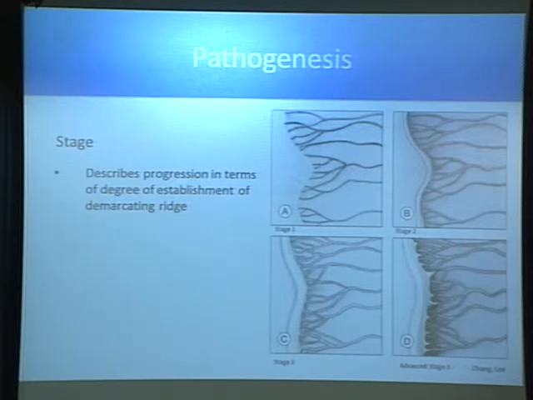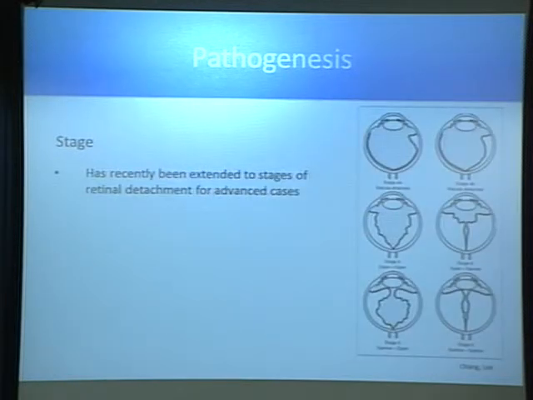That description has also been expanded to talk about the actual retinal detachment as a stage. And so you can see in this figure how the disease can progress in the more severe cases, which cause the retina to actually be pulled entirely off the back of the eye, which clearly is not something that we would like to see. I think once you get to this point, there's really no treatment available. You're kind of stuck with what you got. And that's the worst case scenario.